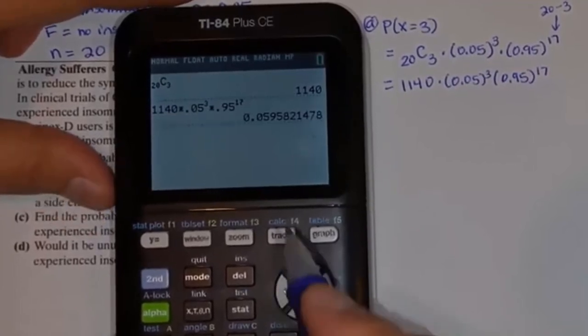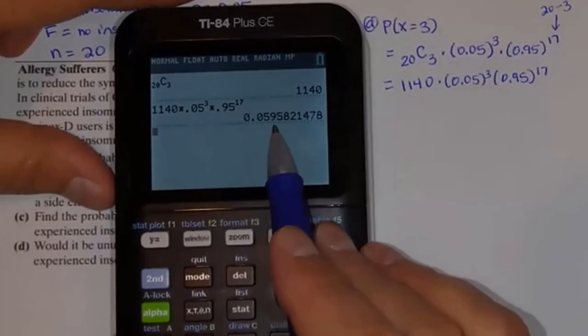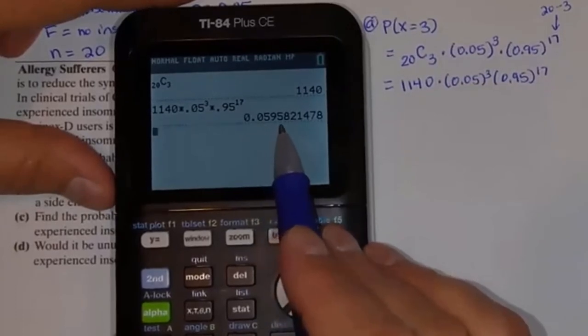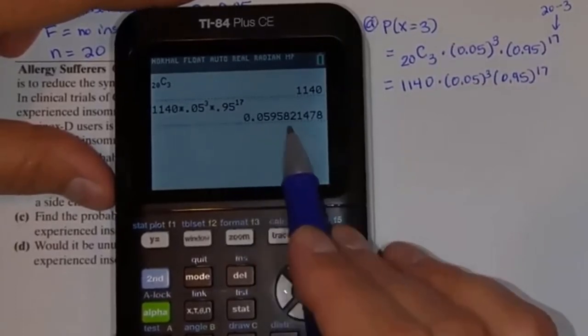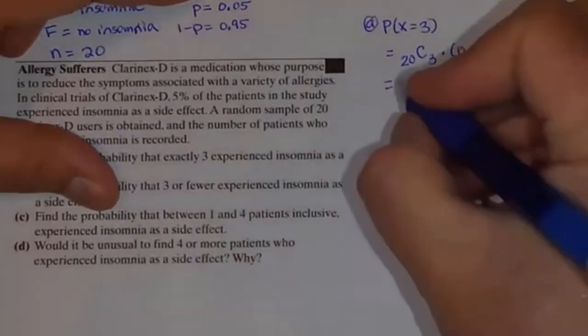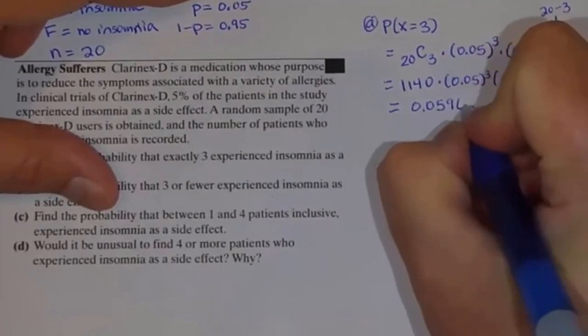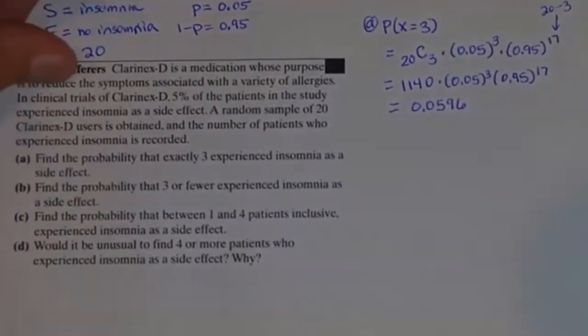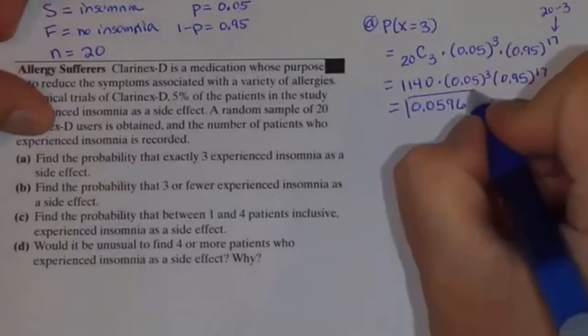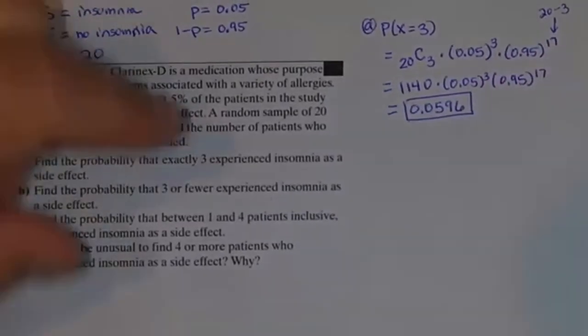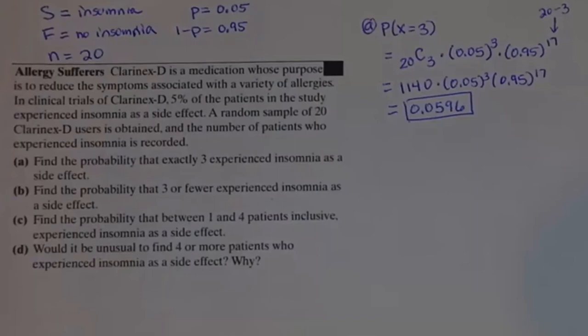So if I do that calculation, that is 0.0596 if I round to 4 places. And usually we will round to 4 places. So the answer to part A, if I give Clarinex-D to 20 people that are randomly selected, the probability that exactly 3 have insomnia as a side effect is 0.0596. So about a 6% chance.